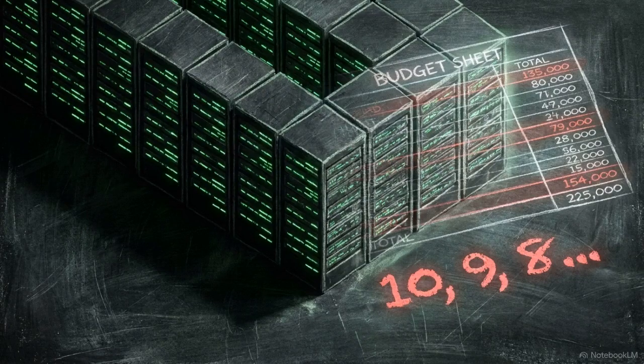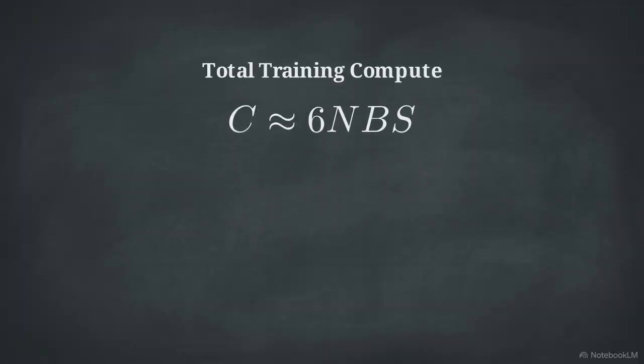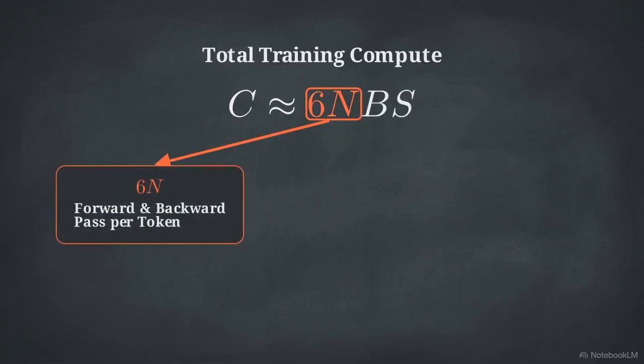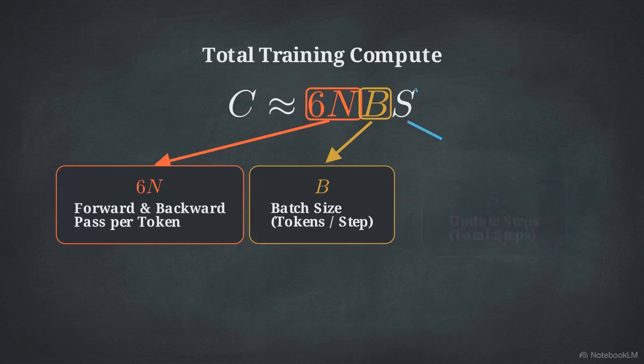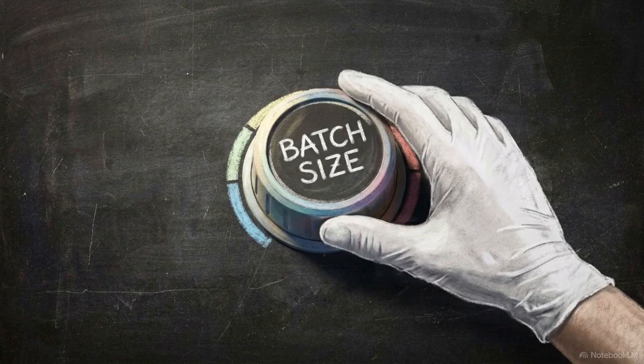Those power laws describe scaling under ideal conditions, but a finite training run on physical hardware requires calculating a total compute budget. Total non-embedding compute is approximated by the formula 6NBS. The 6N represents the operations required for a forward and backward pass per token. That base cost is multiplied by the batch size and the total number of update steps.